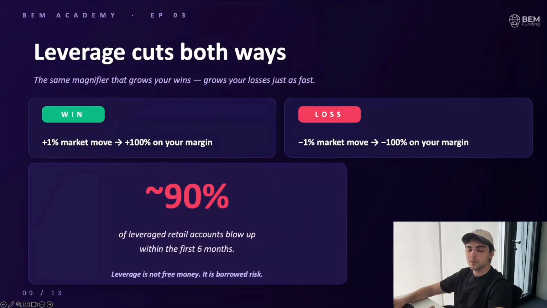Here's the math nobody wants to teach you. Leverage multiplies your wins. It also multiplies your losses. In exactly the same way. If you control a $100,000 position with $1,000 of margin, a 1% move in your favor doubles your money. A 1% move against you wipes it out completely. This is why around 90% of leveraged retail accounts blow up within the first 6 months. Leverage is not free money. It is borrowed risk.